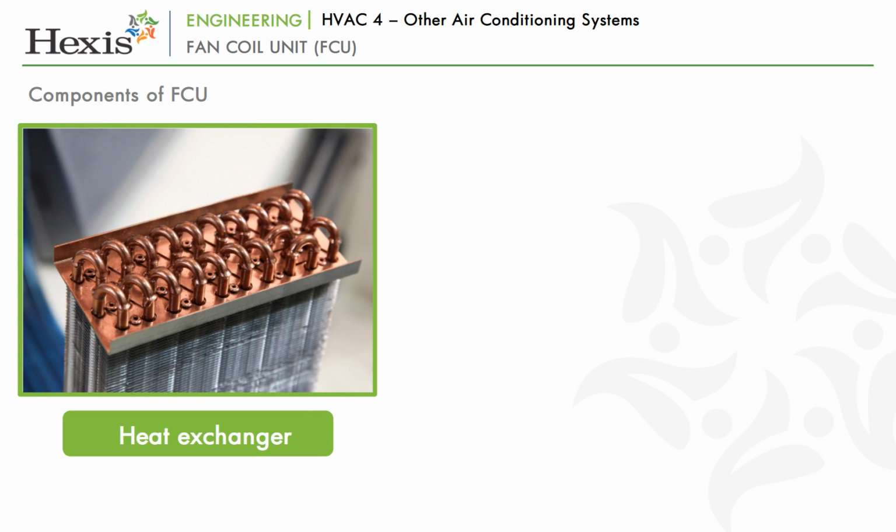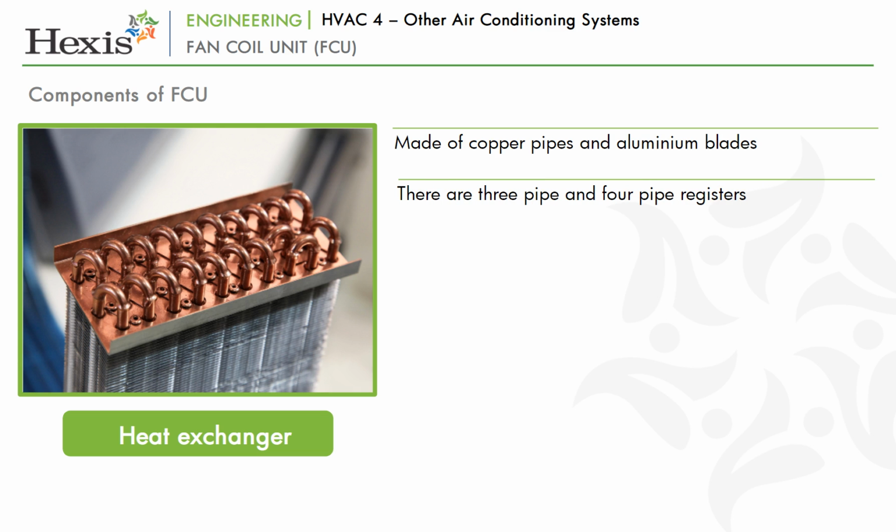Next is heat exchanger. The cooling only or cooling and heating registers are made of copper pipes and aluminium blades. The 3-pipe row register consists of a cooling register with 2 tube connections. The 4-pipe row register consists of a 3-pipe row cooling and 1-pipe row heating register, each with 2 tube connections.